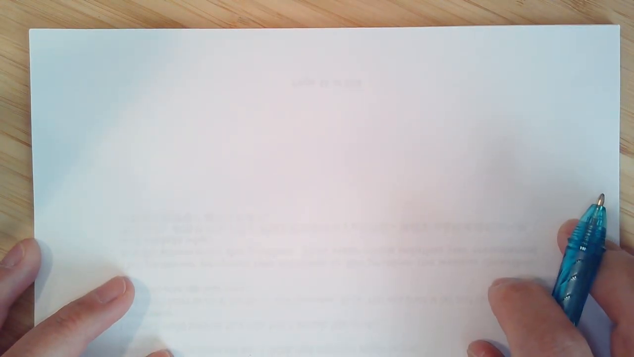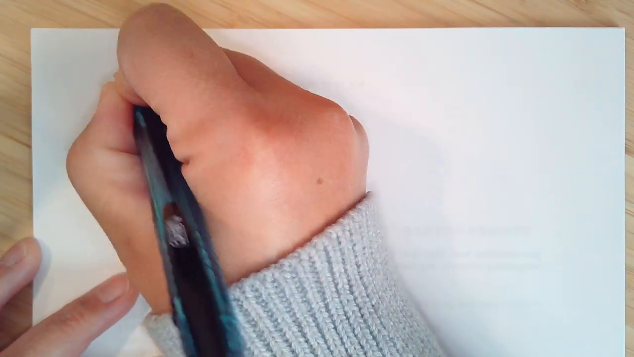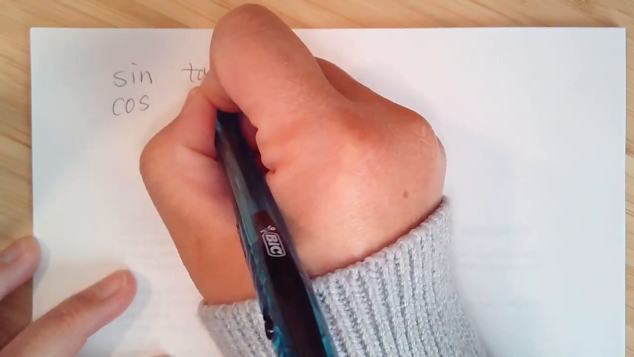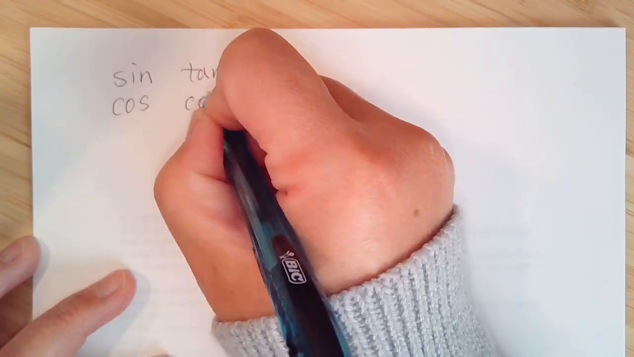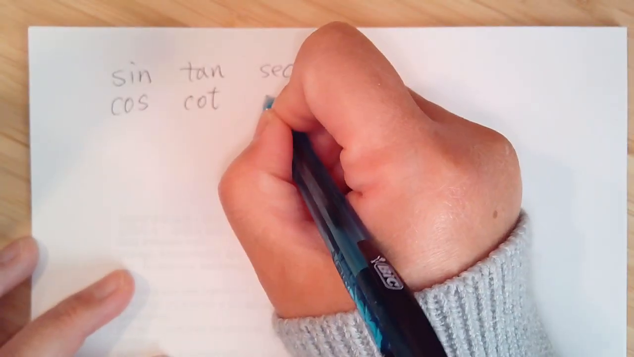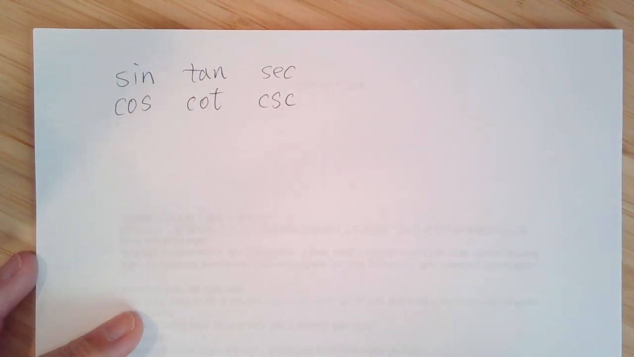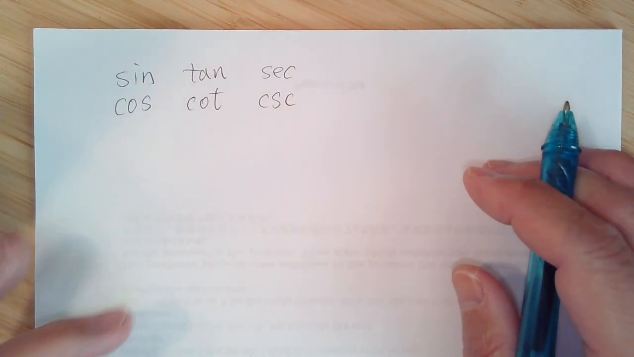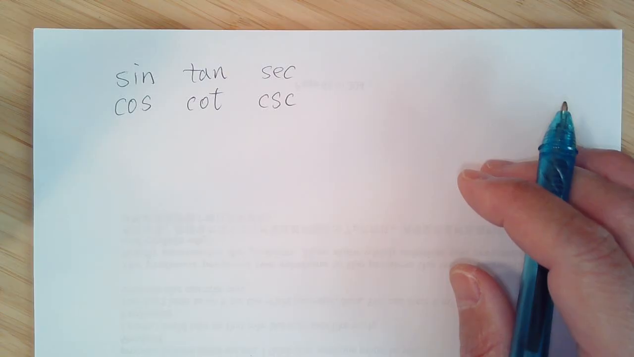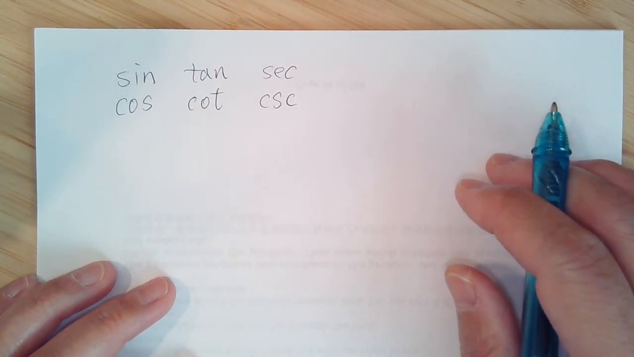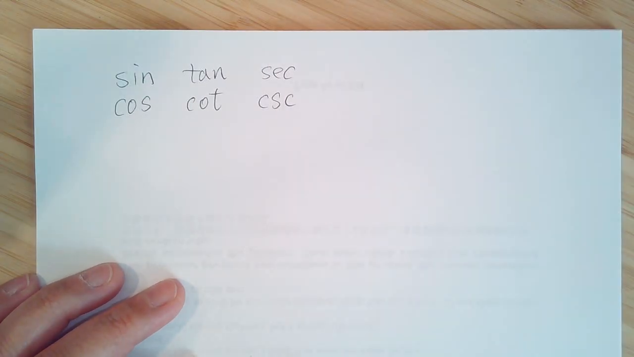We have learned all the 6 trigonometric functions. They are sine, cosine, tangent, cotangent, secant, and cosecant. And we notice that they're all kind of related. And today I'm going to show you their further relationship, and I'm going to let you know the easy way to remember that.